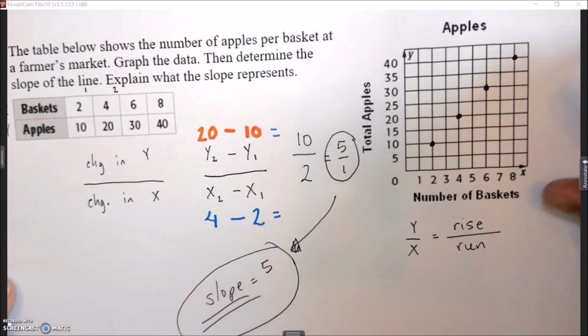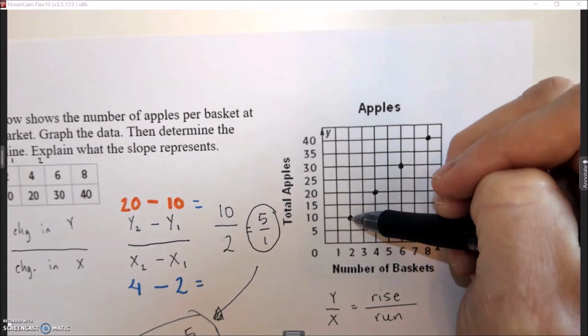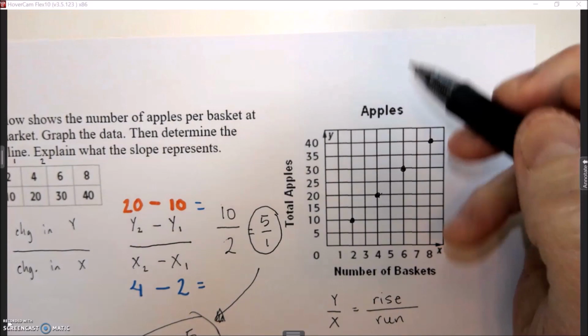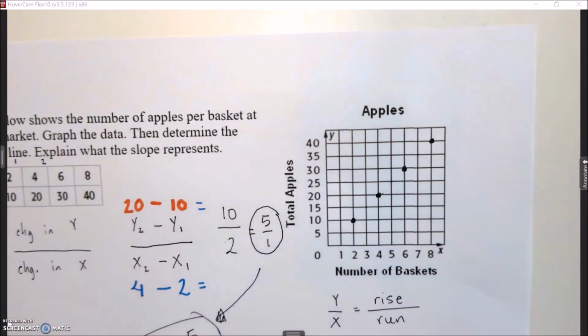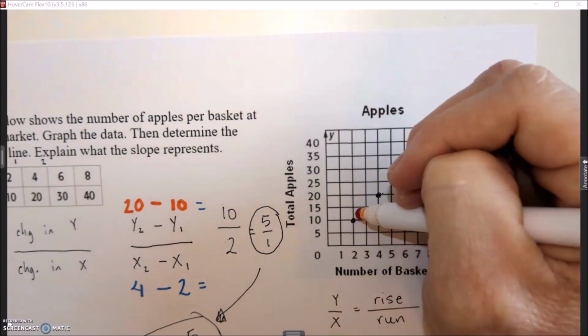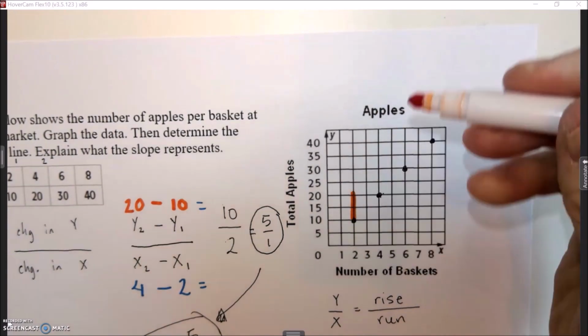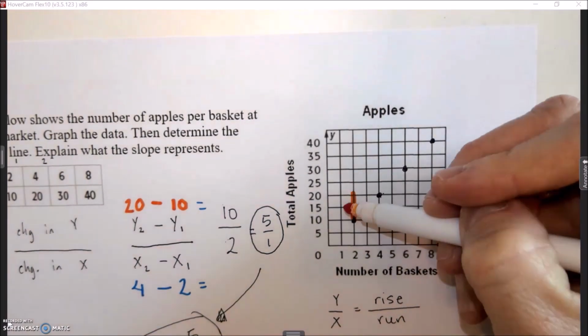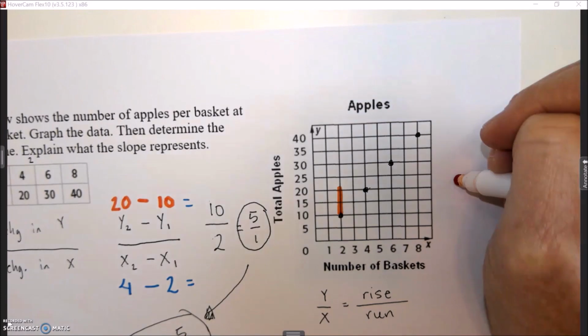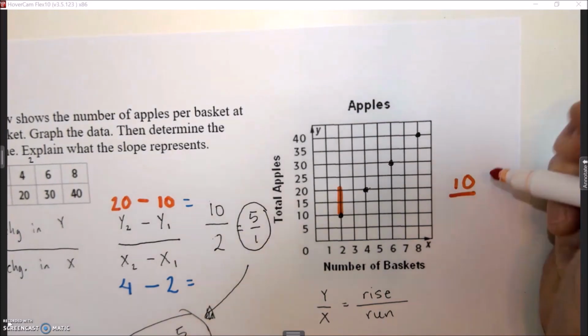Now let's look at the graph. If I do the same thing, I'm going to find 2 points. For my change in y, I'm going to go up from here to here. So what did that change? It went from 10 to 20. The change was 10, right?